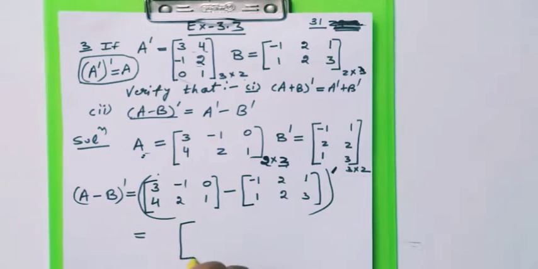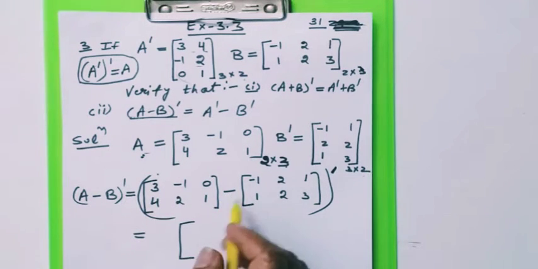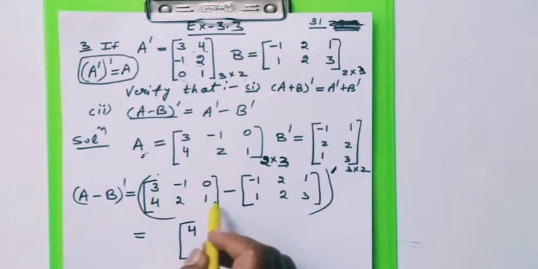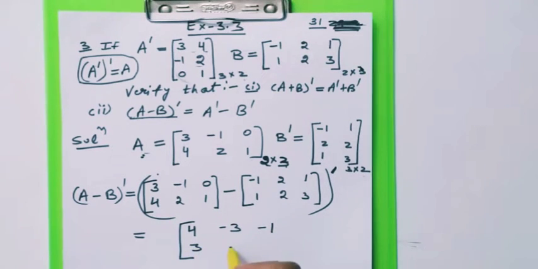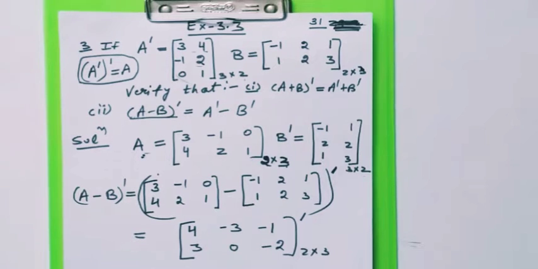Subtraction of two matrices is element wise. 3 minus minus 1, 3 plus 1 is 4, minus 1 minus 2 is minus 3, 0 minus 1 is minus 1, 4 minus 1 is 3, 2 minus 2 is 0, and 1 minus 3 is minus 2. Now I have to take its transpose. This is a 2 by 3 matrix. I take its transpose and I get a 3 by 2 matrix, that is 4 minus 3, minus 1 3, 0 minus 2.